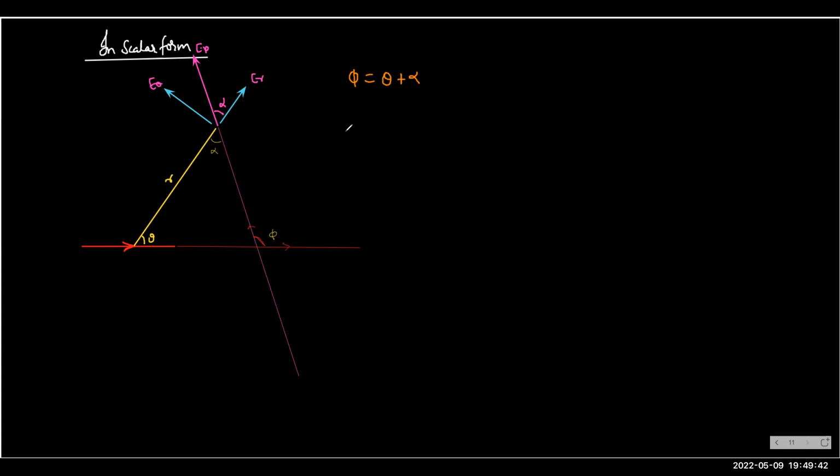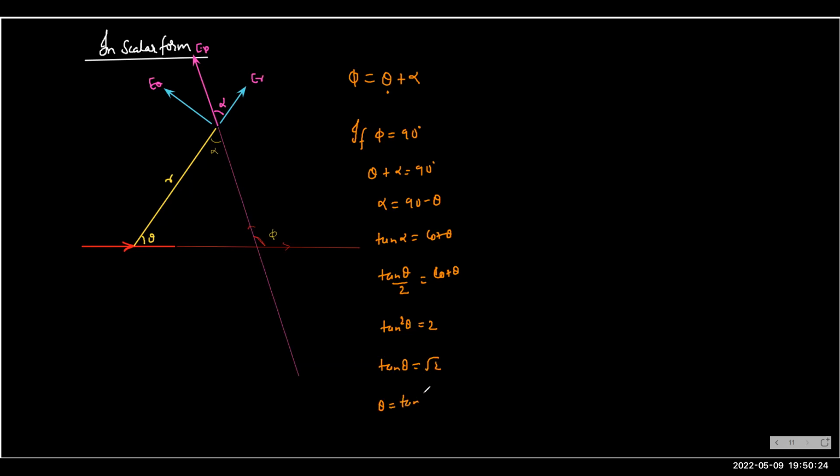So the question is, for what value of theta is phi 90? If I put phi equal to 90 degrees, then theta plus alpha must be 90. Alpha must be 90 minus theta. So tan alpha will be cot theta. But tan alpha we know is itself tan theta by 2. So tan square theta will be 2, so tan theta will be root 2. So theta is tan inverse root 2.